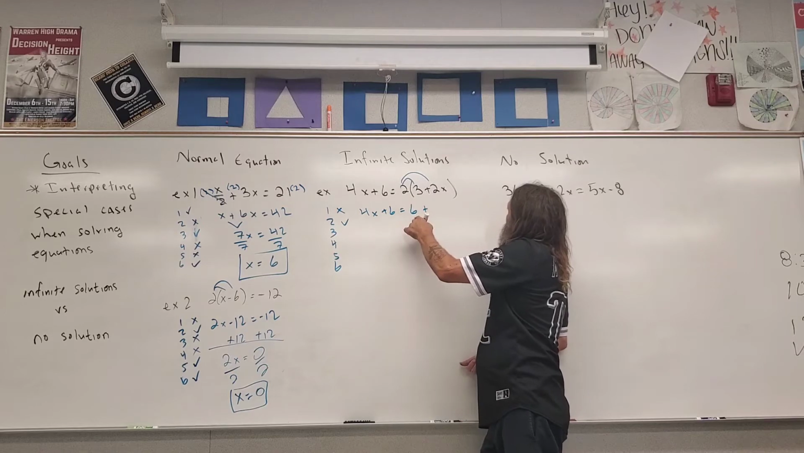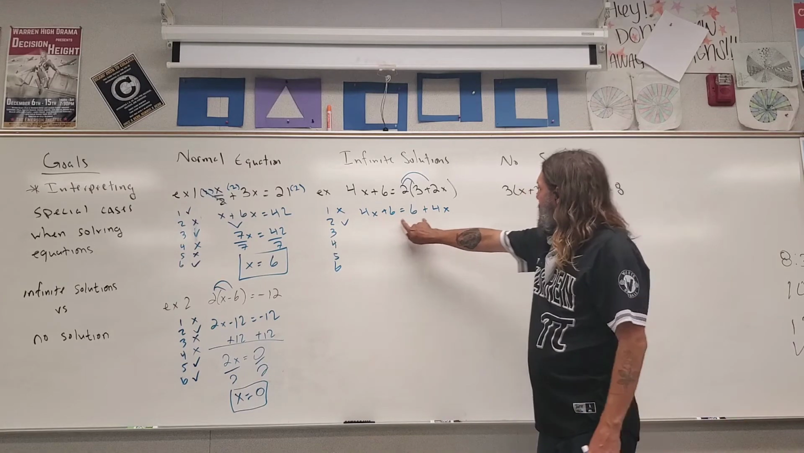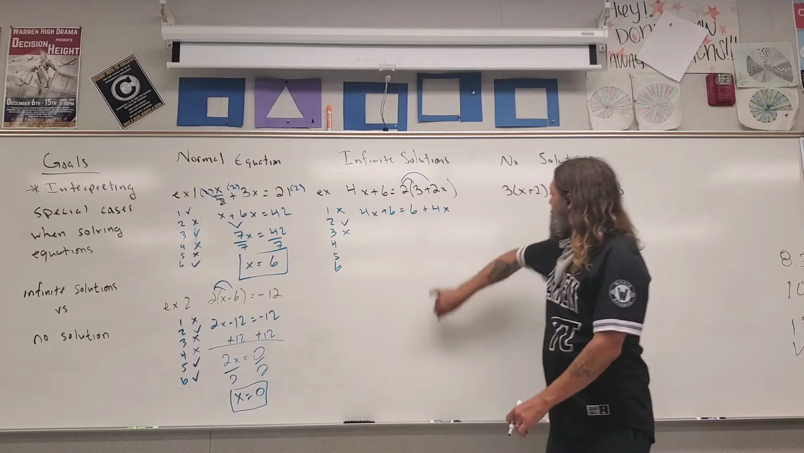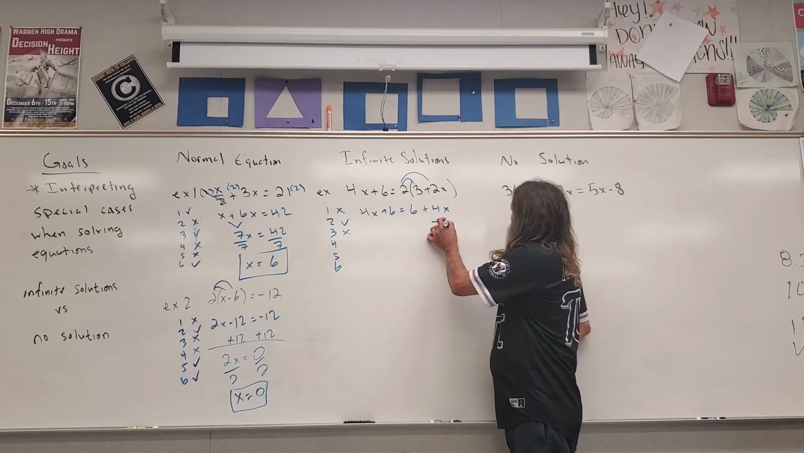So 2 times 3 is 6, 2 times 2x is 4x. Okay, can I combine like terms? No. Can I combine like terms? No. Can I get all variables to one side? Yes. So what I'm going to do is subtract this 4x from both sides.